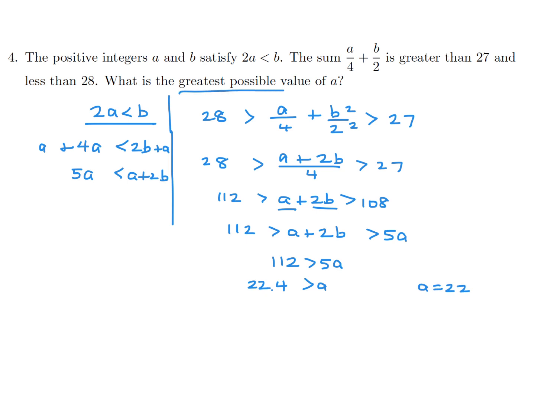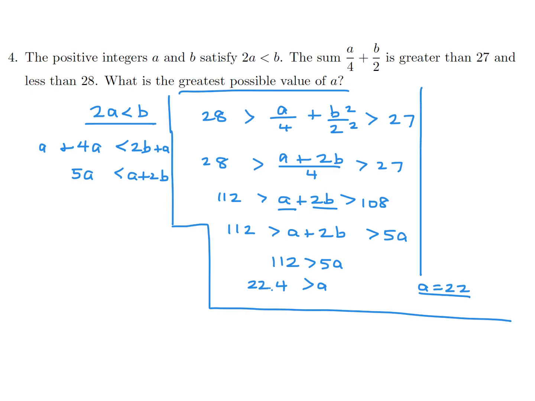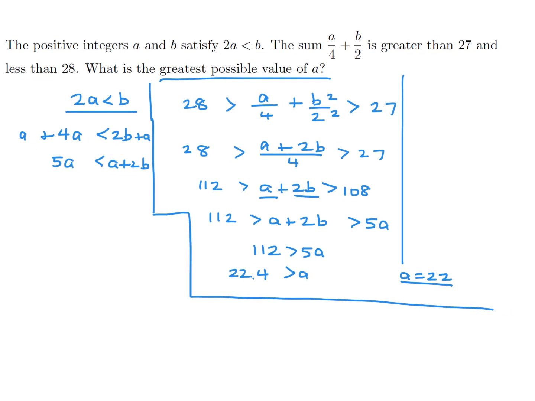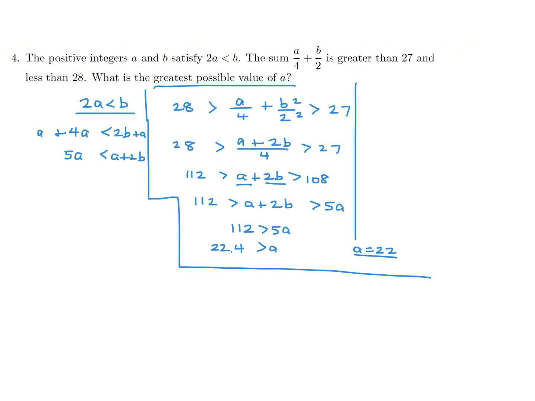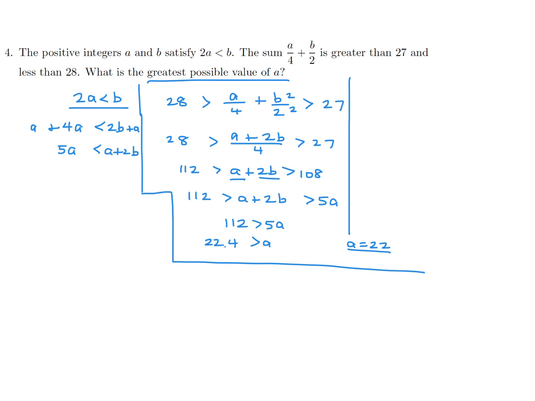Because we're trying to get the greatest possible value of A, right? Okay, so let's try A equals 22. Instead of saying we've concluded that that's the largest, we have to first verify that this is actually going to hold true. So how do I verify it? I have to plug it back in, right? Yeah, I have to plug it back into this guy.